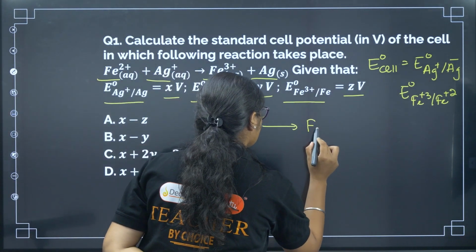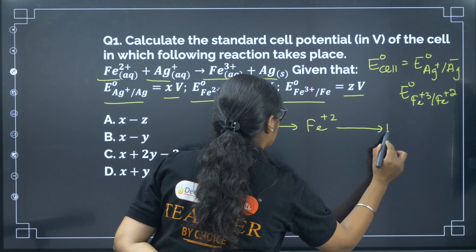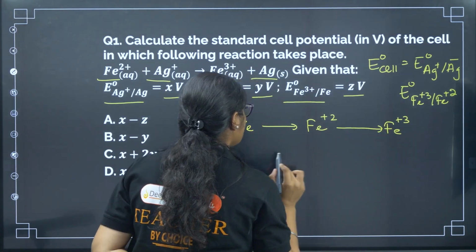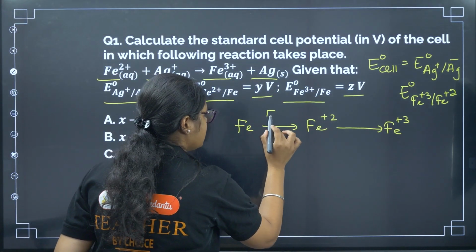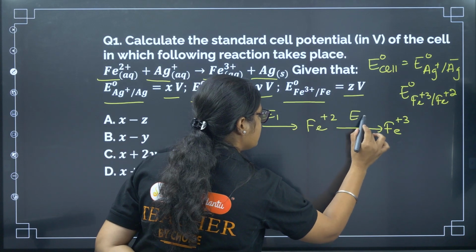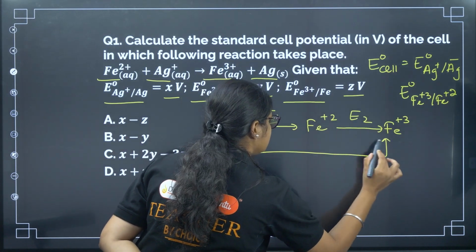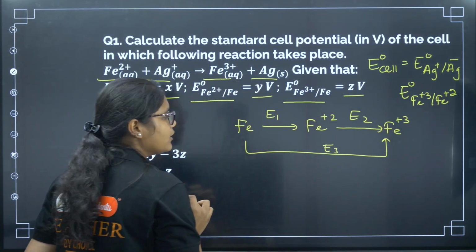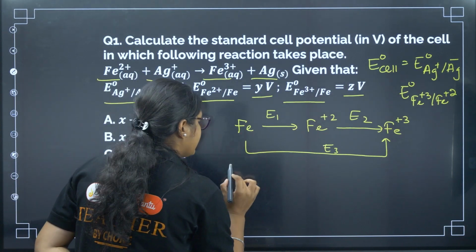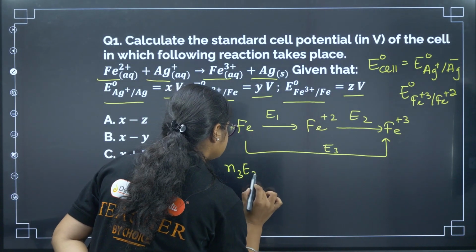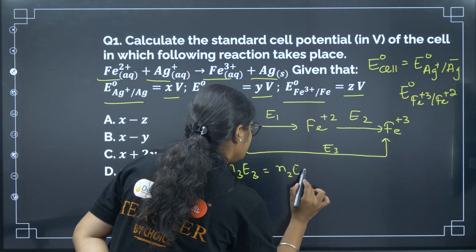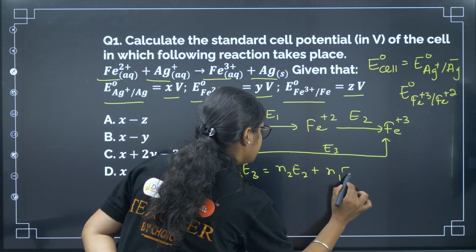We have Fe, Fe2+ and Fe2+ to Fe3+. Okay. Now let this value be E1. Okay. This value be E2 and this value be E3. Okay. Now according to this one, what we can write is N3E3 is equal to N2E2 plus N1E1.